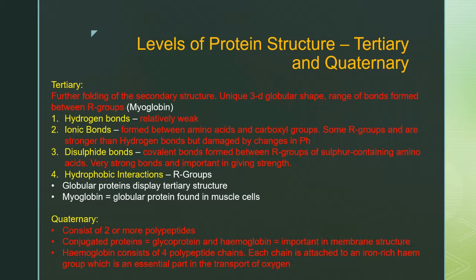Now moving on to tertiary and quaternary. Tertiary is the main one. Basically, tertiary is the further folding of the secondary structure with a unique 3D globular shape, and a range of bonds are formed between the R groups. Myoglobin as an example.